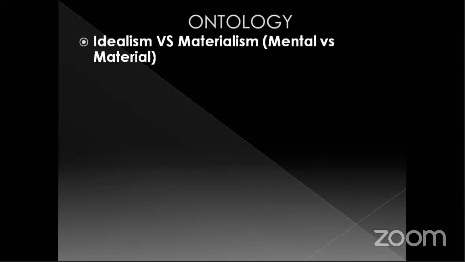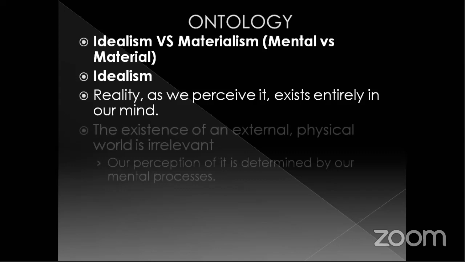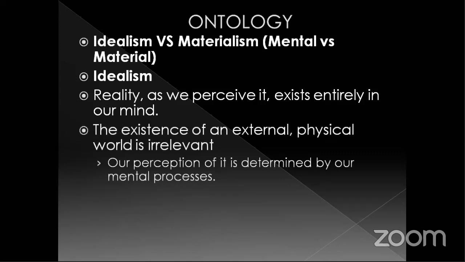Whether we can derive love with the particular instances of universal property, I think yes. Then the epic battle between idealism and materialism. Idealism says reality, whether mental or material, which comes first. Reality as we perceive it exists entirely in our mind. The existence of an external or physical world is irrelevant. It's entirely in our mind.